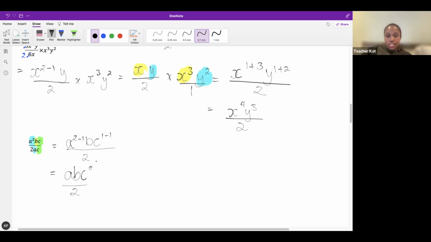But we know that c to the power of 0 has a value of 1. So this is saying ab times 1 over 2. And ab times 1 is just ab, right? So then the answer is ab divided by 2.